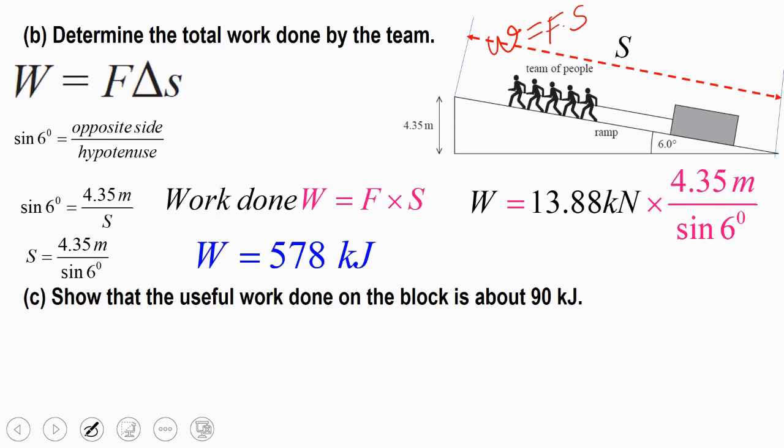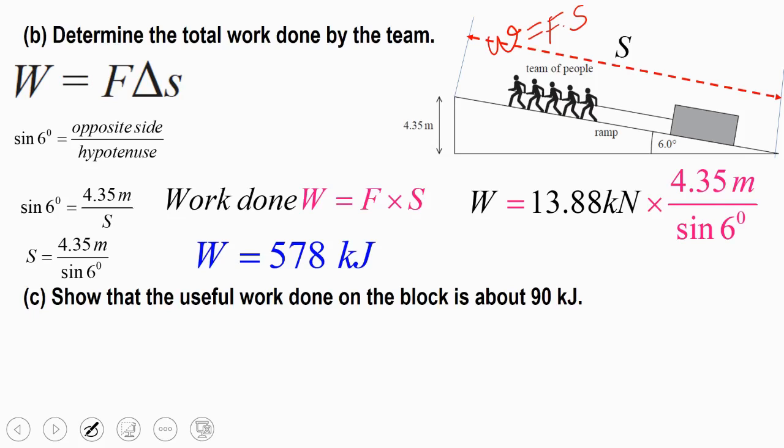The next part: show that the useful work done on the block is about 90 kilojoule. What about the useful work done? If you are applying some work, the work done should increase the energy of this block. Now we are checking how much energy of the block is increased. Initially it is in the ground state, and by using this team of people applying a constant force, they raised the block from the ground level to a particular height of 4.35 meter.